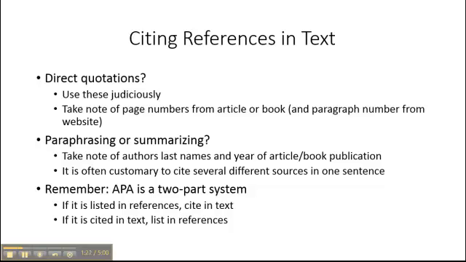Overall, it's important to remember that APA is a two-part system, so if you have a citation listed in your references, you need to actually cite that reference up in your text, and if something is cited in text, then you need to actually list it in your references. APA does not have a works consulted ideal, so if you're going to list something in your references section, your reader actually needs to see that cited up in your text somewhere.